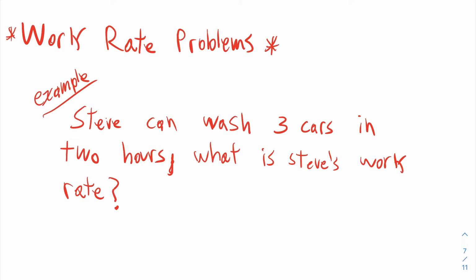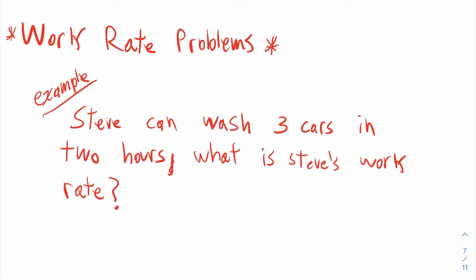Okay, now let's deal with work rate problems. So what's a work rate? Well, it's the rate at which work is done in terms of time. So it's the amount of work you can do per unit time. The amount of work that can be done per unit time.